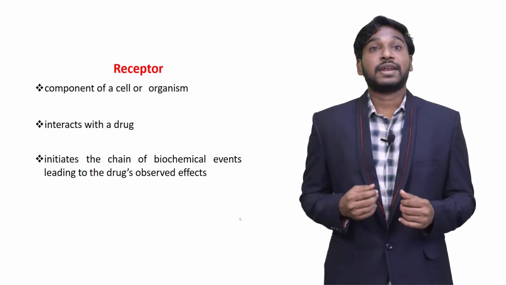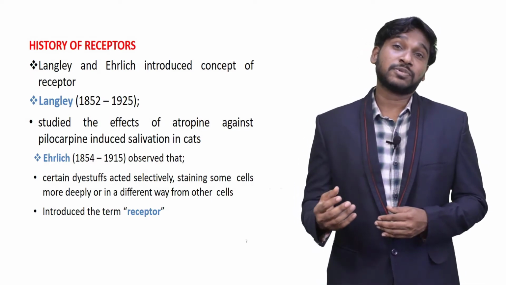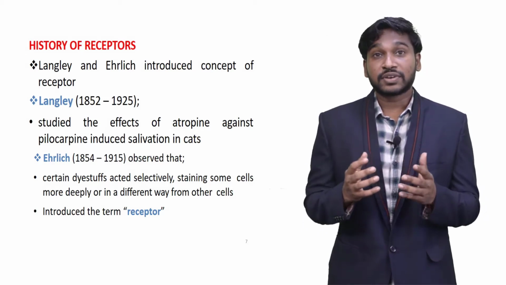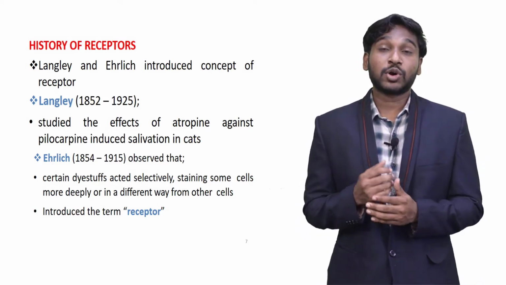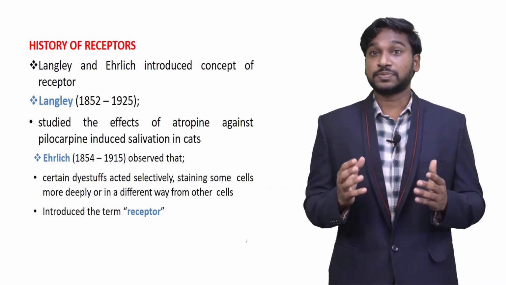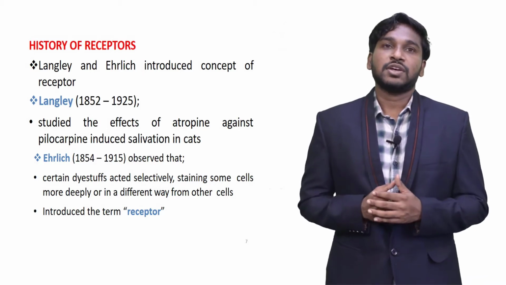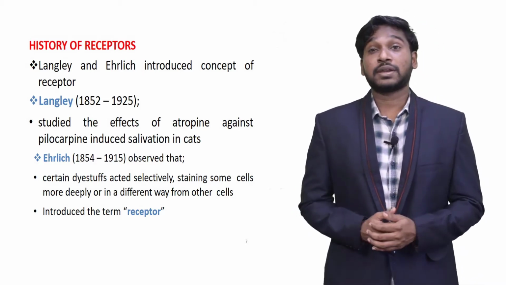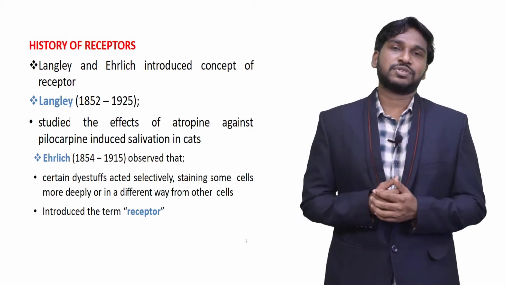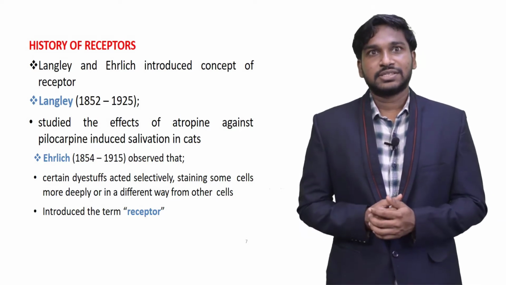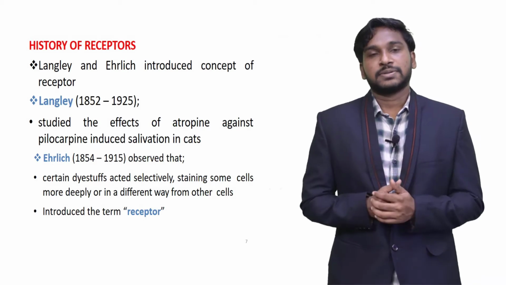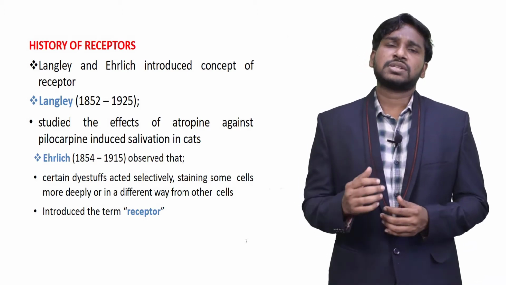Langley and Ehrlich introduced the concept of the receptor. Langley, from 1852 to 1895, studied the effects of atropine against pilocarpine-induced salivation in cats. He postulated that there was a receptive substance in the nerve ending or gland cell with which both atropine and pilocarpine are capable of forming compounds. Ehrlich observed that certain dyestuffs acted selectively, staining some cells more deeply or in a different way from other cells, and suggested that drugs with selective actions on particular cells could be developed.